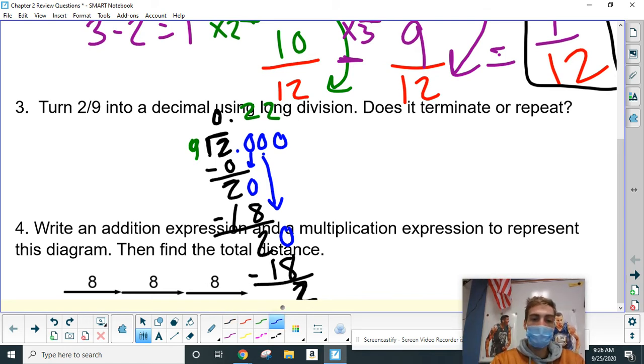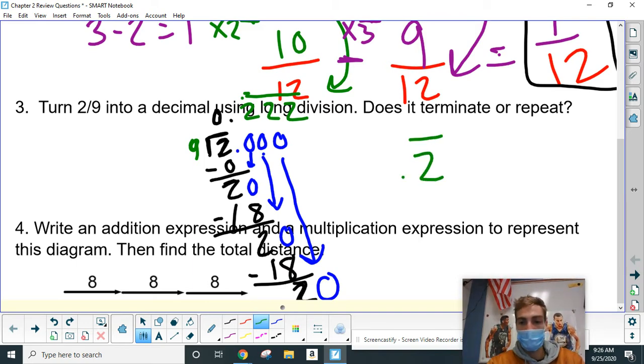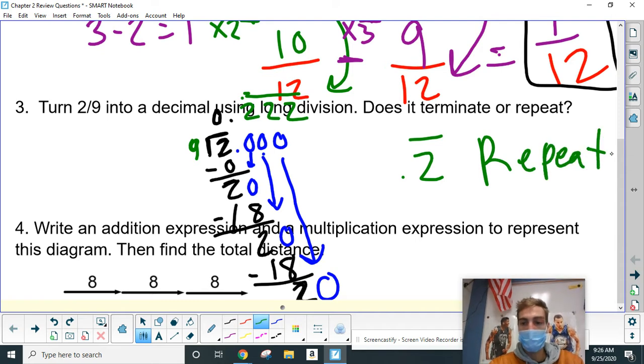Looks like we have a little theme going where I always get 2 left over. And so I bring down my 0. How many times does 9 go into 20? Well, it goes in there twice. And here we see 3 2s in a row, so it tells us that it's repeating. All right, so my answer would be 0.2, the line over the top, because that shows that it's repeating. And then I would write repeating.